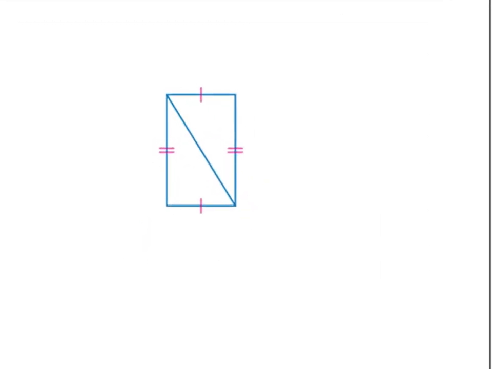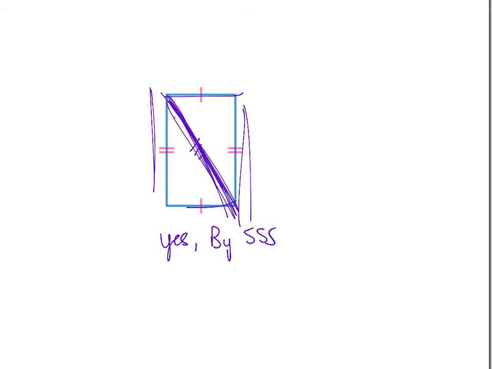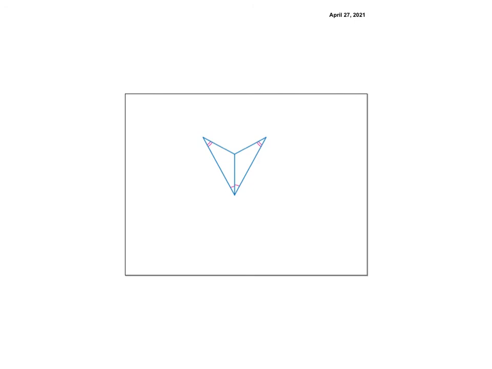How about here? Well, again, if you look, that is part of both triangles. So I would argue yes, okay? And this is going to be by side, side, side. These two match up. These two match up. That last one matches up. So absolutely, by side, side, side.